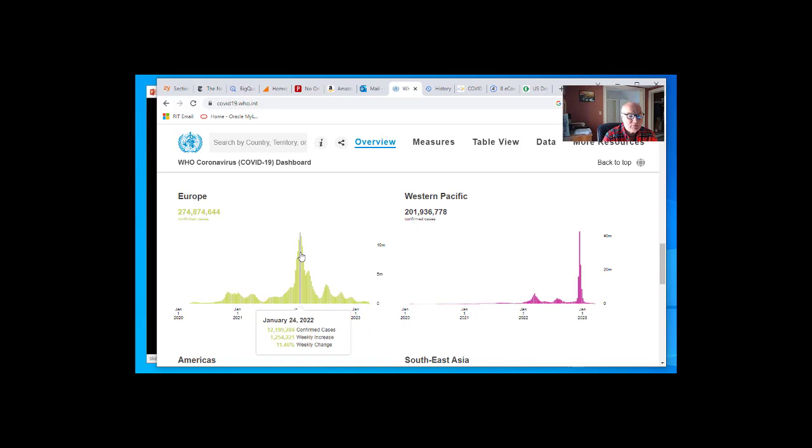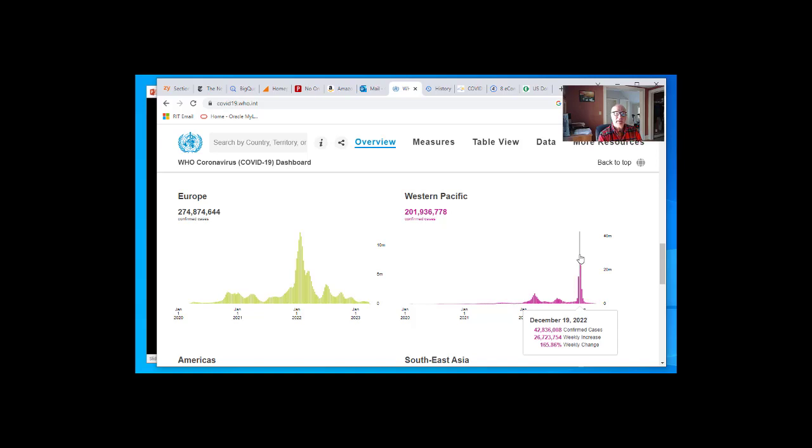So, 12.2 million confirmed cases. And this one here is 42 million confirmed cases. But look at how hard I had to dig to see that these numbers were totally different.